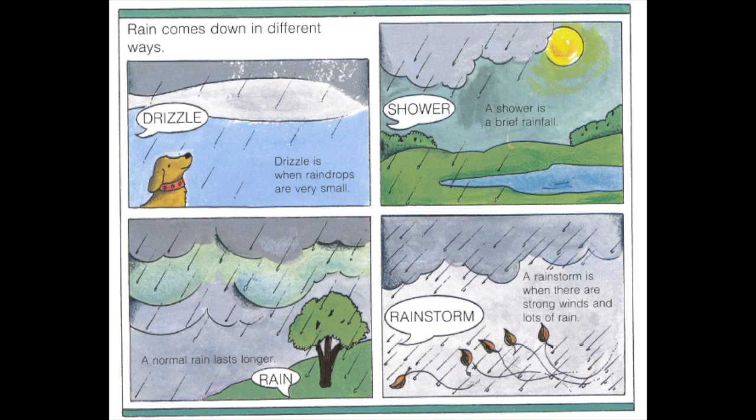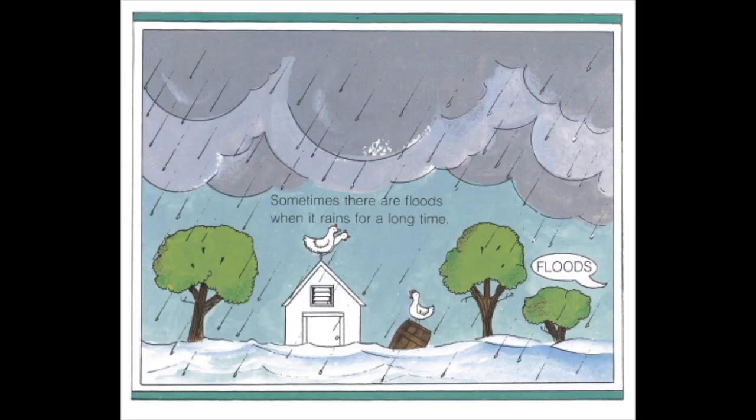Drizzle. Drizzle is when raindrops are very small. Shower. A shower is a brief rainfall. Rain. A normal rain lasts longer. And rainstorm. A rainstorm is when there are strong winds and lots of rain. Sometimes there are floods when it rains for a long time.